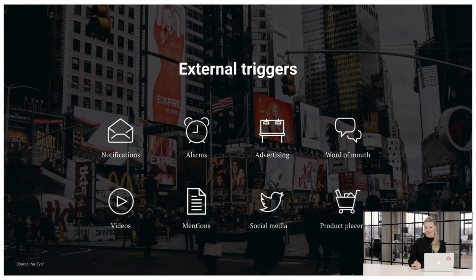Nir Eyal divides triggers into external and internal triggers. The external triggers are all the things that the users get, or the trigger is actually something that tells the user what to do next. And the external triggers are all the things that are surrounding or coming from outside the user and telling the user what to do next. This could be advertisement, it could be notifications, it could be public mentions, it could be something on social media, it could be the very beneficial word of mouth. But it's all the things that are coming not from inside the user, but from outside the user.